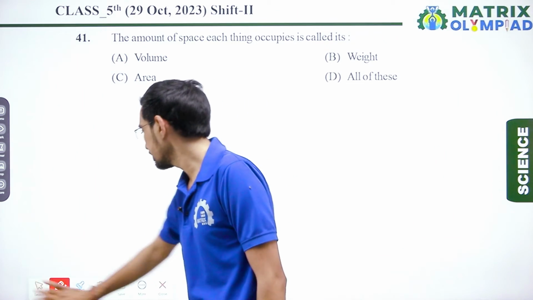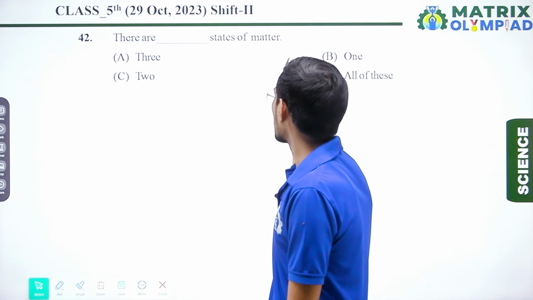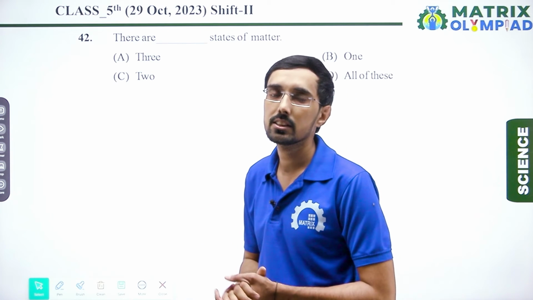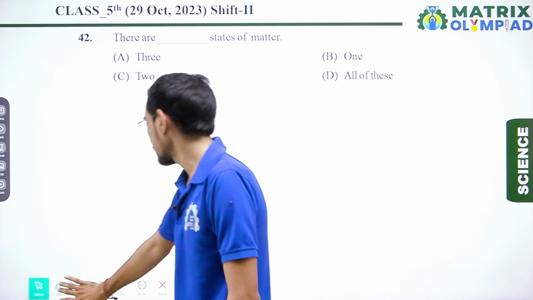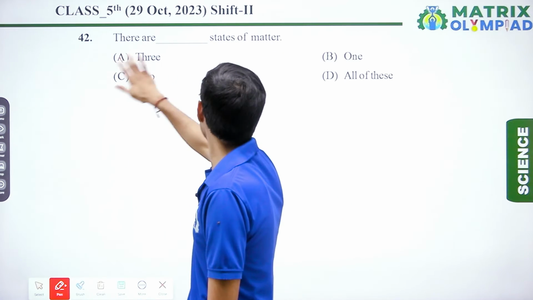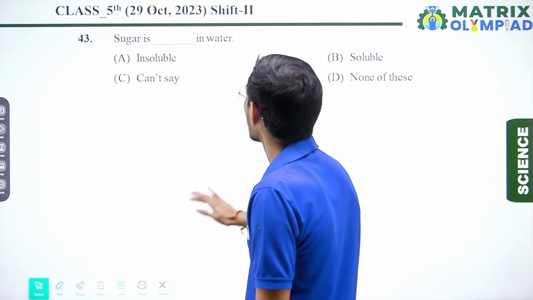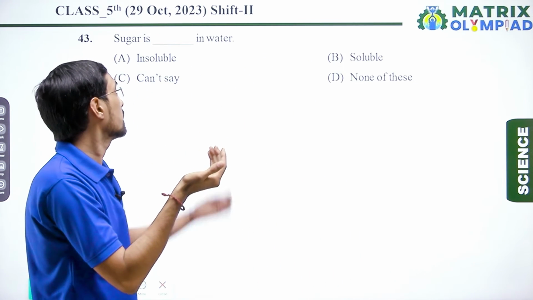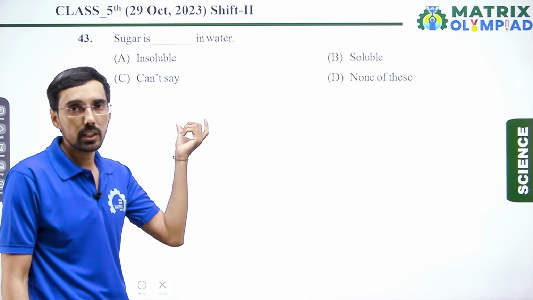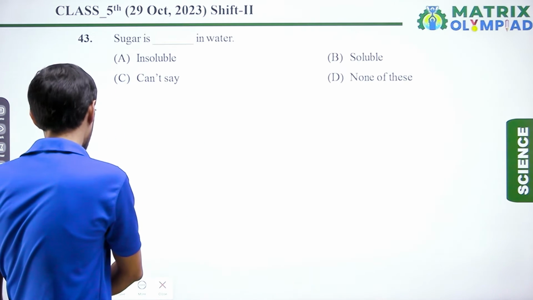Next question. There are dash states of matter. These are basically three states of matter: solid, liquid and gas. So our correct answer will be option A. Next question is sugar will be dash in water. Sugar is soluble in water. So our correct answer will be option B.